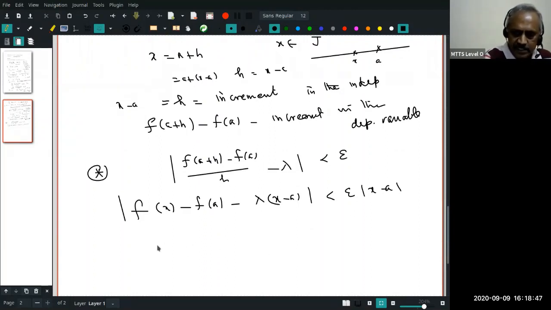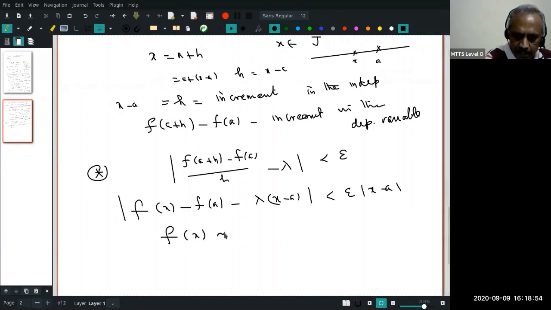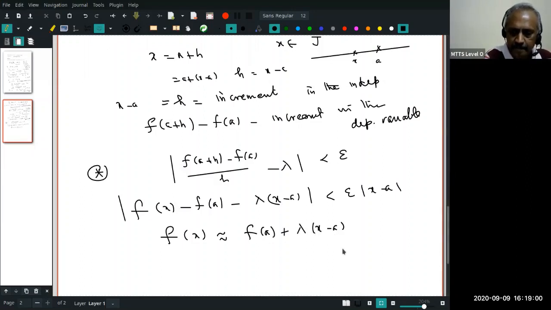Now, let us try to understand what this means. This says f of x is approximately equal to f of a plus lambda into x minus a. It's something like saying 1 by 3 is approximately equal to 0.33, but it's not equal to. Whenever you say approximately, you are making an error.